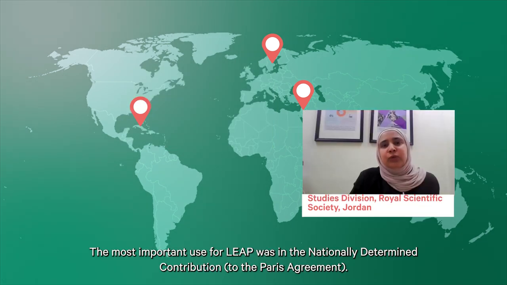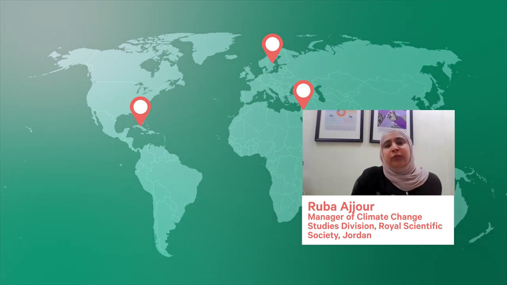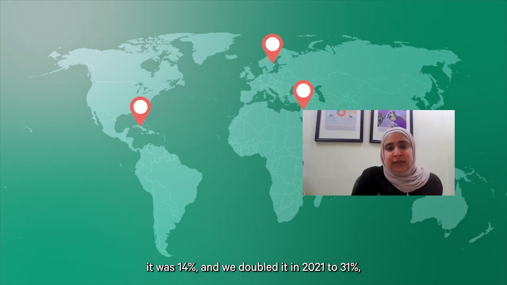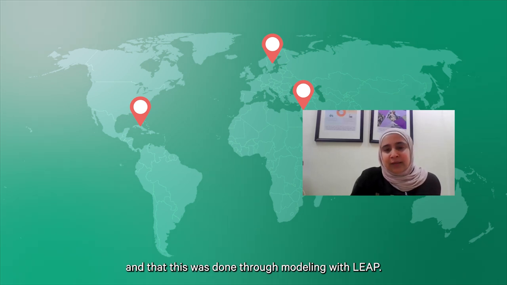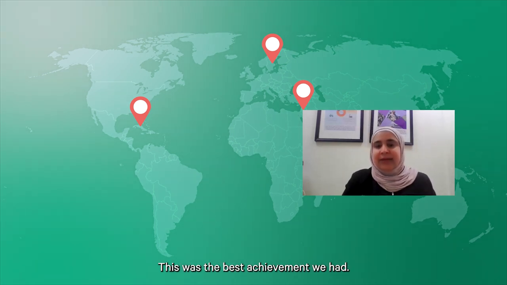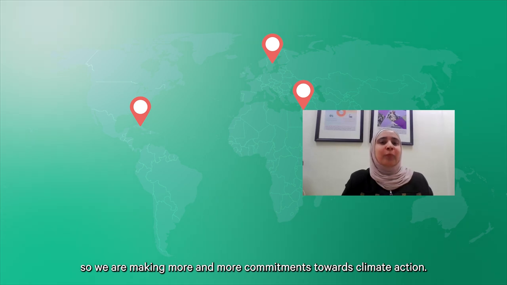The most important use for LEAP was in the nationally determined contribution. We have used it for getting our targets doubled. It was 14%, and we doubled it in 21 to 31%. And this was done through modeling with LEAP. And this was the best achievement we had. The government is happy. They doubled our target. So we are making more and more commitments toward climate action.